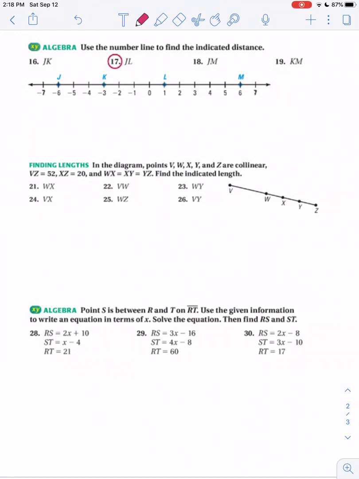This is Honors Geometry, Unit 1, Lesson 1.2 continued. Let's try a few more examples. This time it says use the number line to find the indicated distance. So they want the distance between J and K.